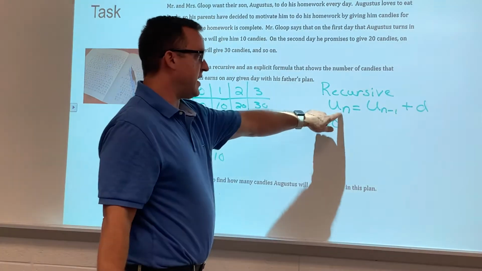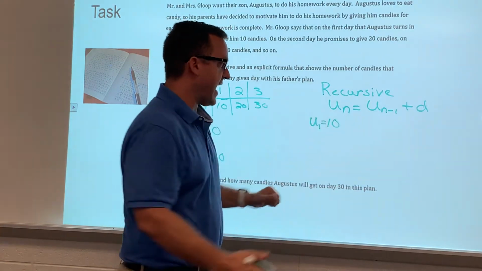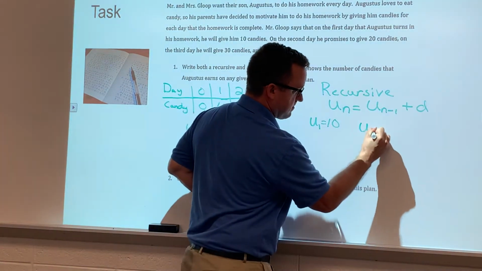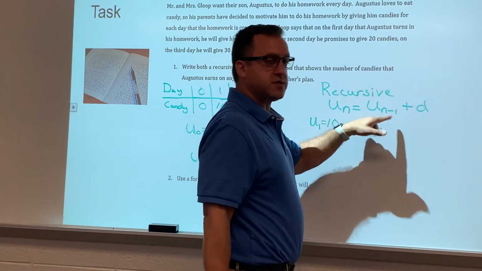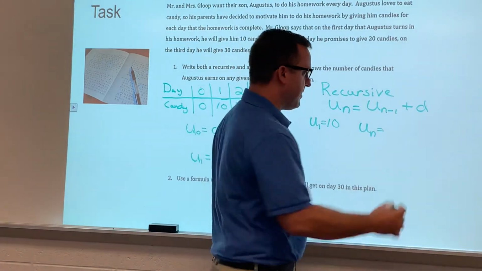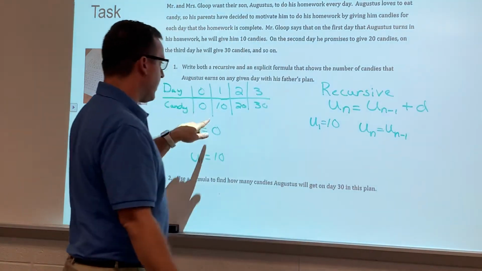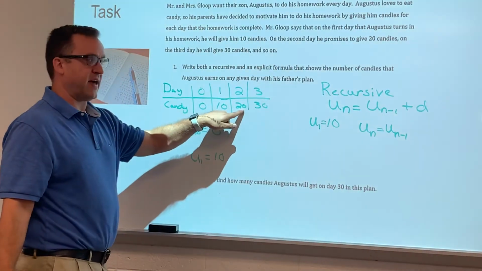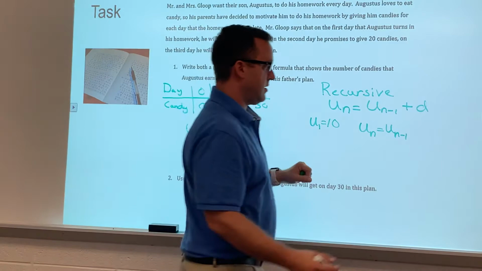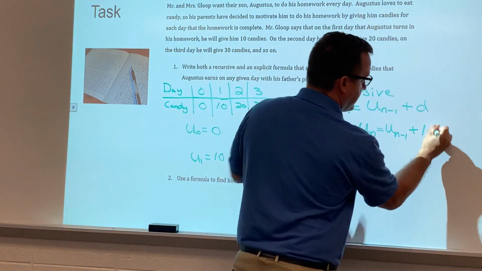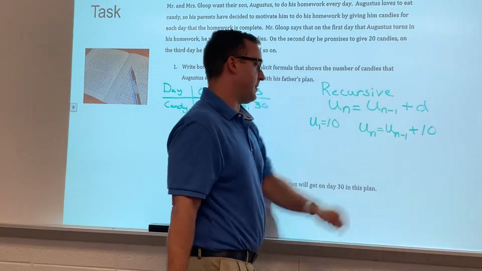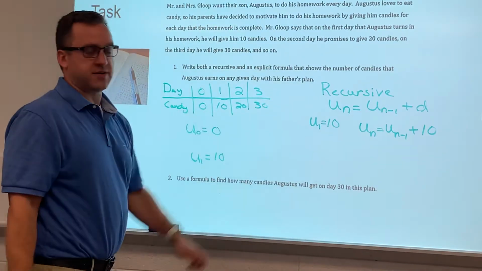And then this u sub n just means the next term in the sequence. And then u sub n minus 1, that just means the one before it. And to move, all that we do is take the one before it and then add 10. So our common difference, d, is 10. So that's our recursive formula.